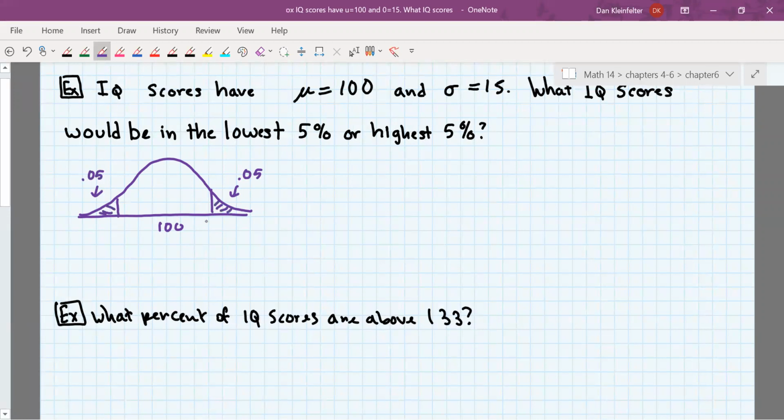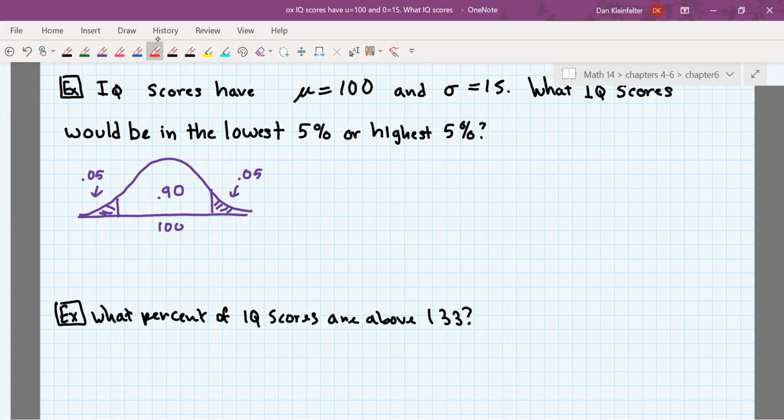So this is a little different in that we don't know the x values actually, but we do know the percentages or proportions. So we just need to work backwards. So looking in our picture, if we have the highest and lowest 5%, those two together make up 10%. And under the whole curve is 100%. So in the middle here, the unshaded part has to be 90.